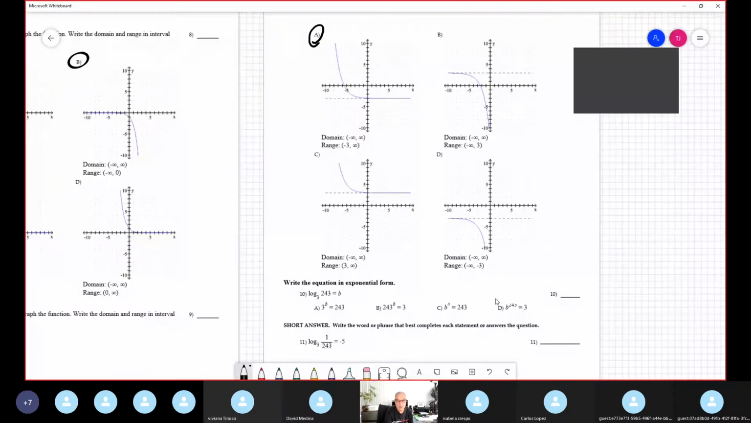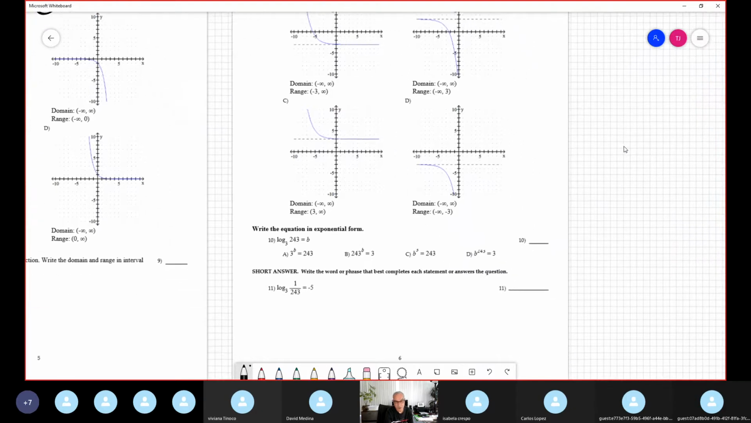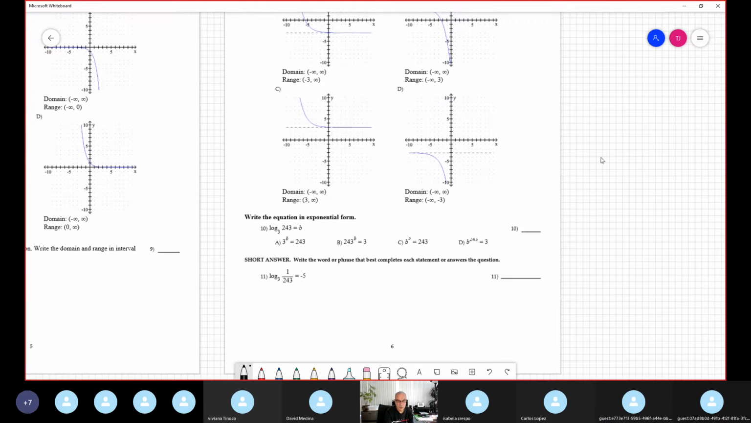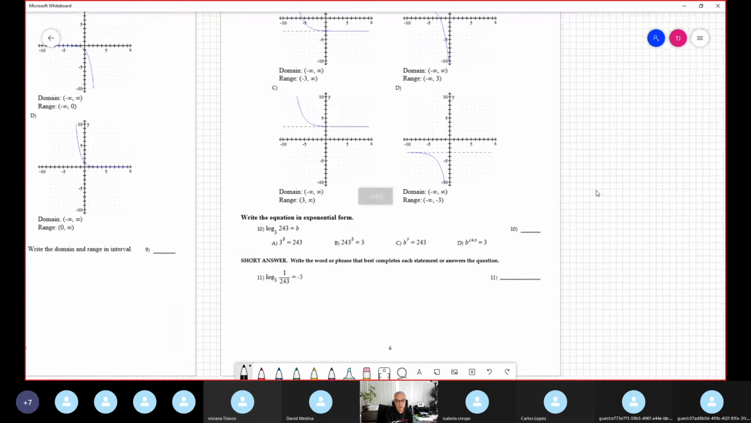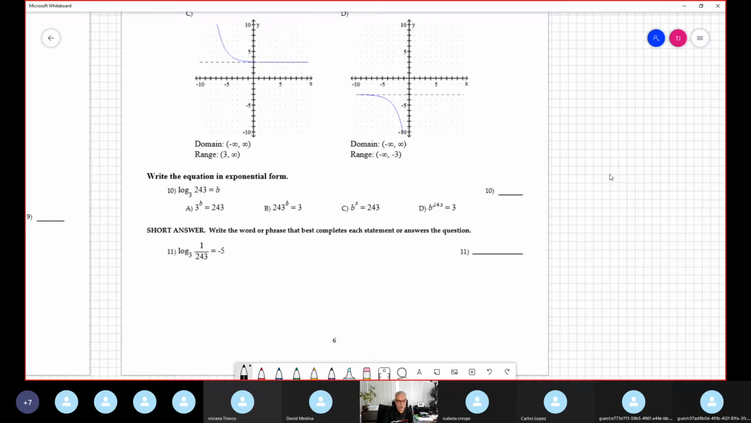Okay, next question is easy. It's just a conversion from exponential to logarithmic or logarithmic to exponential, you know? For example, in number 10, do you see the whiteboard, right? It's giving this statement, logarithm base 3 of 243 equals b, no? And how do you change to exponential?